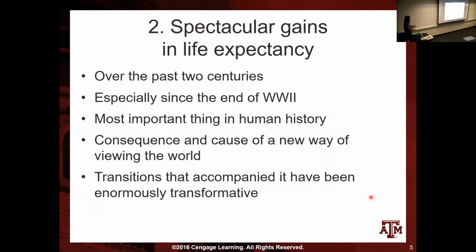Life expectancy. Over the past 2 centuries, especially since the end of World War II, we have been experiencing really huge progress on life expectancy, which means declines in mortality. It's the most important thing in human history. It's a consequence and cause of a new way of viewing the world. We have more control of our actions. We have more control of our health than what we could do in the past. And also it's a difference in mindset.